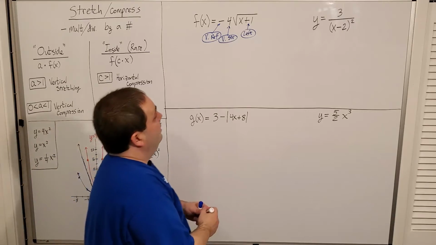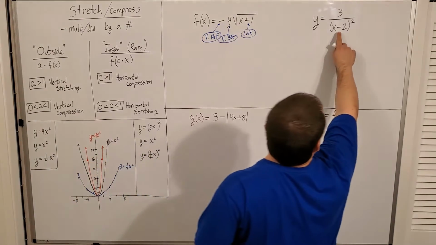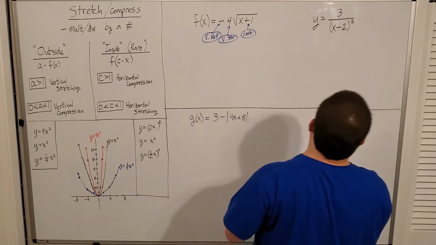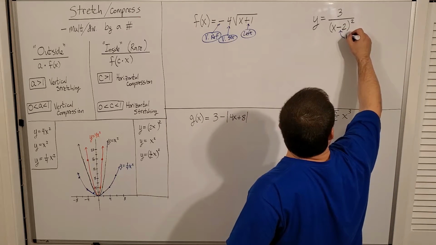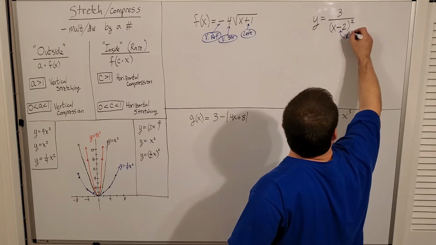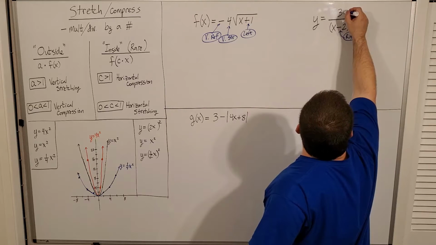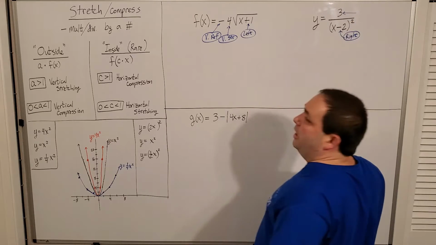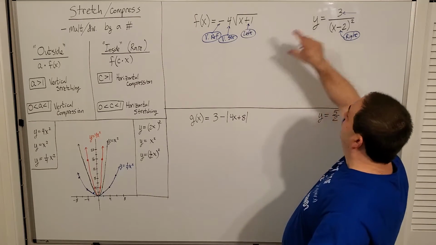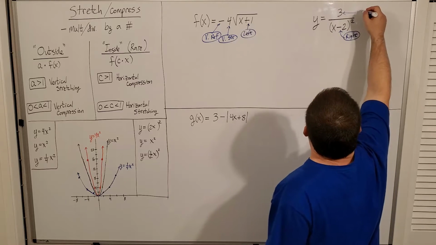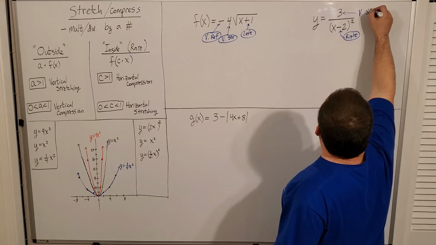Okay? Now, over here, I don't have any sort of reflection, but what I do have is a shift to the right. And then this 3 right here, it used to be a 1. That's a multiplication by 3 over 1 to the whole fraction. So this is also a vertical stretch.